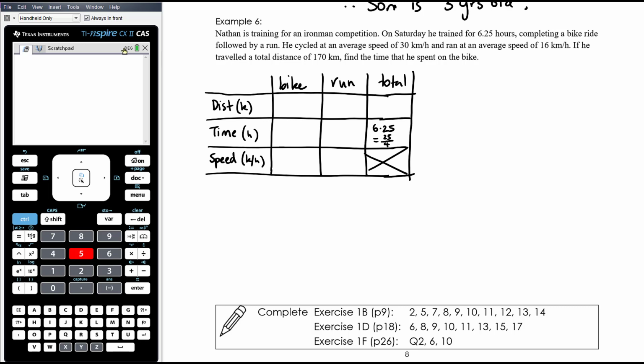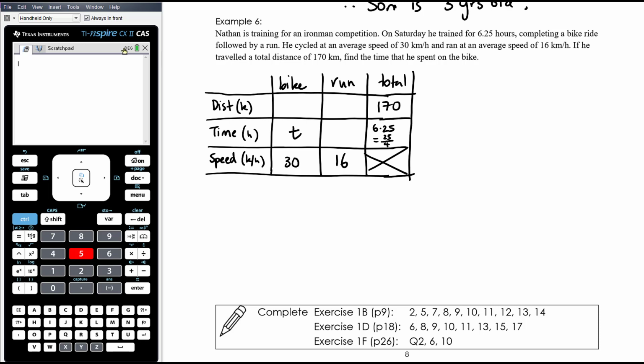He cycled at an average speed of 30 kilometres per hour, so that's the cycling speed, and he ran at an average speed of 16 kilometres per hour, so that's the running speed. If he travelled a total distance of 170 kilometres, find the time that he spent on the bike. Okay, so no reason not to let that be the unknown quantity. We want the time spent on the bike. Then we should be able to fill in everything else using the totals and also using the connection between distance, speed and time.